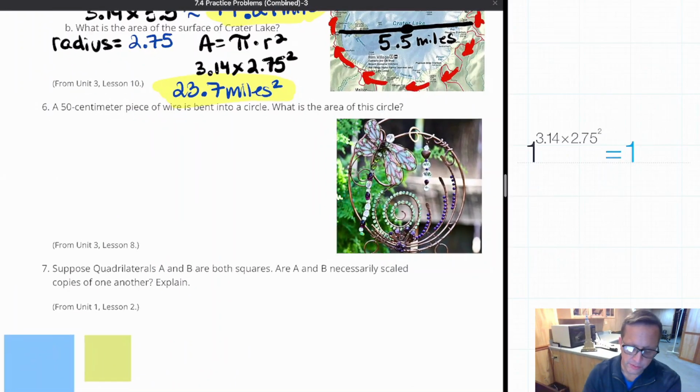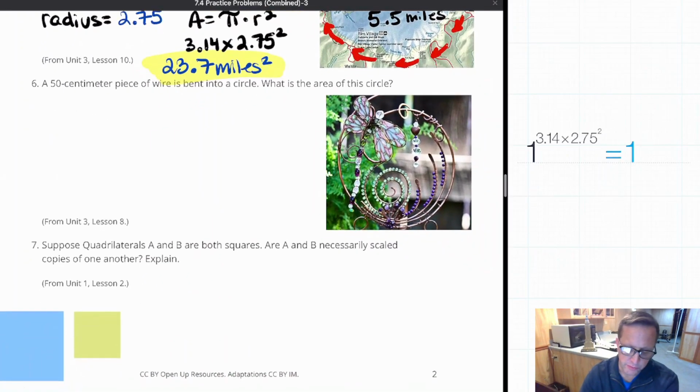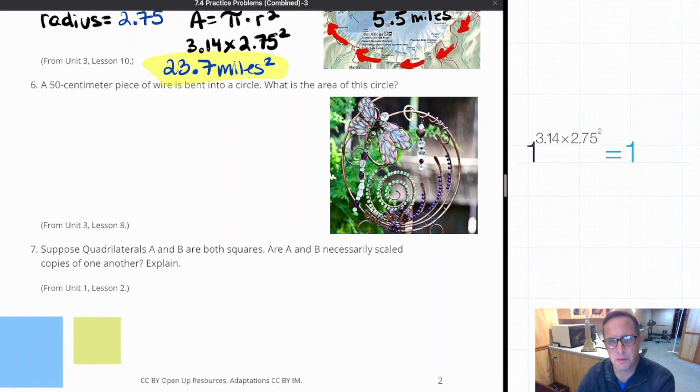And then for number 6, a 50 centimeter piece of wire is bent into a circle. What is the area of the circle? I couldn't find any really good images of wire bent into a circle, so I found this artsy little picture. Hopefully not taking this from someone's personal picture stash. I think it was from Google Images. But yeah, it's a 50 centimeter piece of wire.